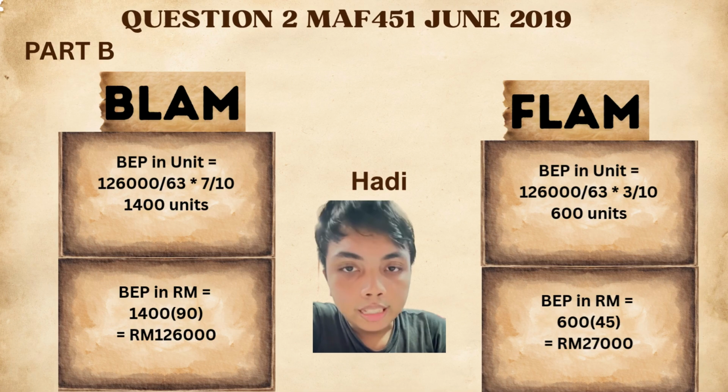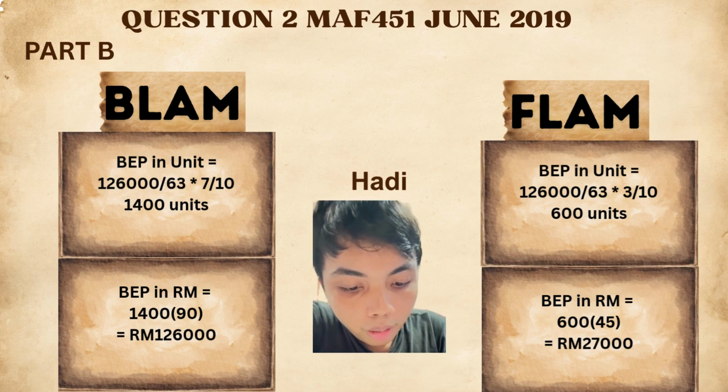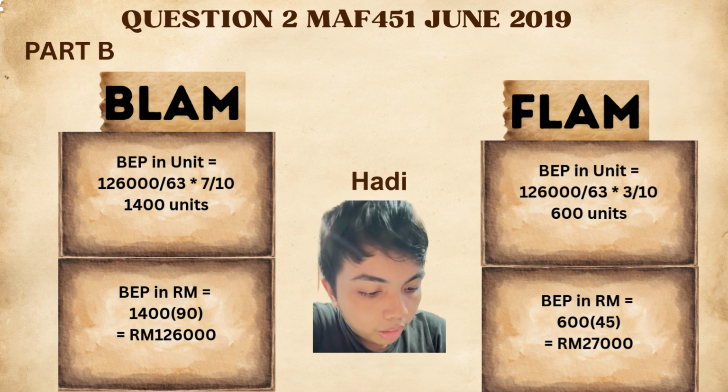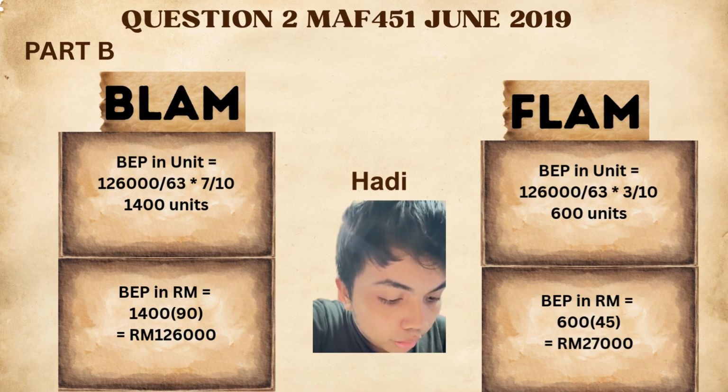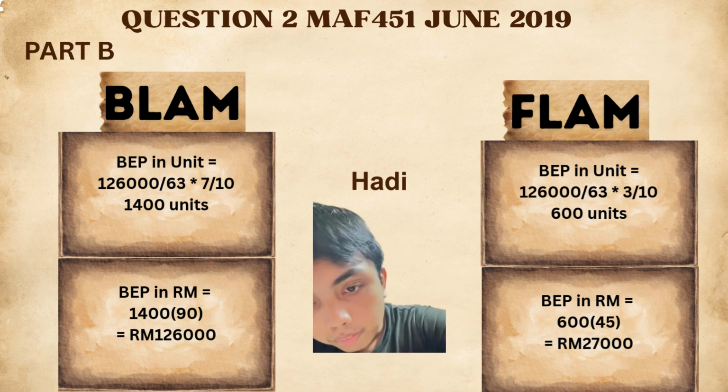For BEP in price, we should take the BEP unit multiplied by 90, which is the sale price per unit, and we get 126,000 ringgit for BLAM, and for FLAM we get 27,000 when we multiply 600 by 45. That's all.